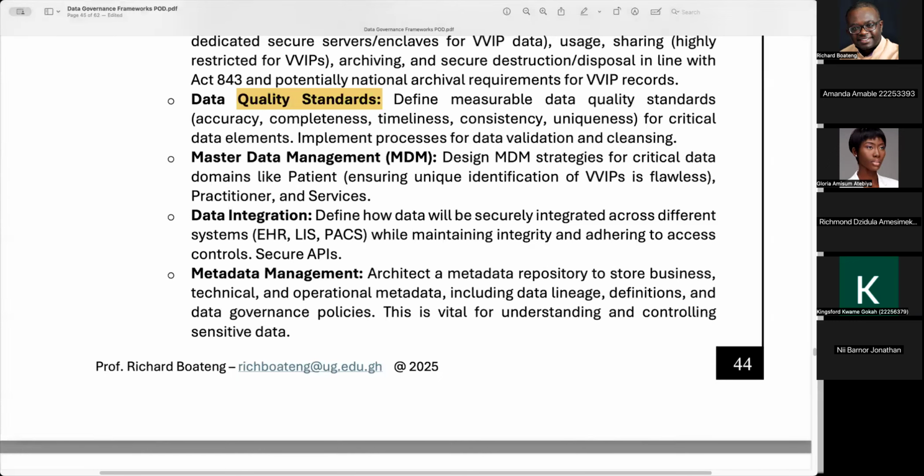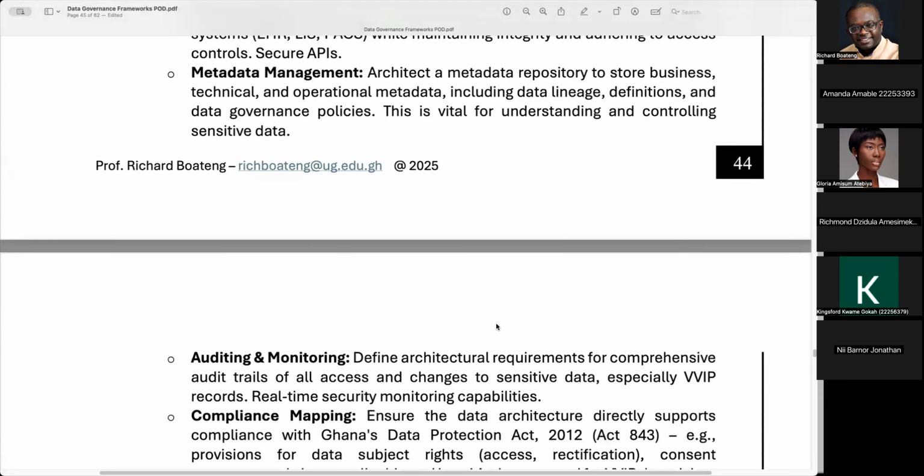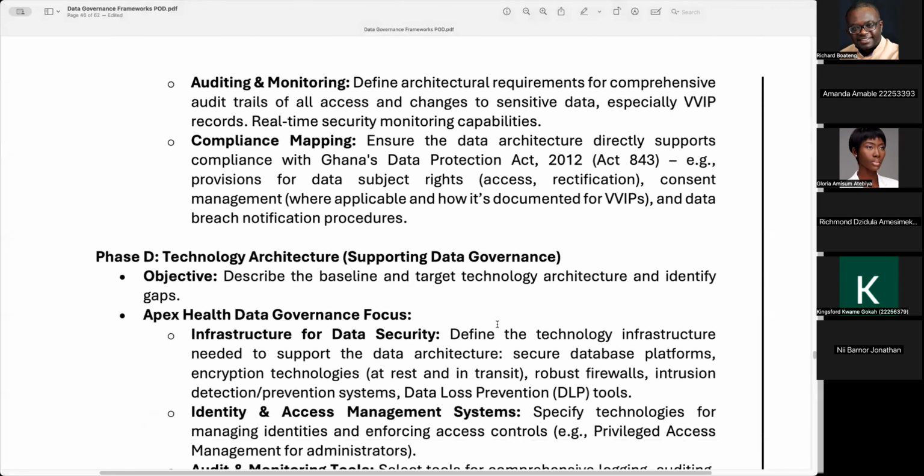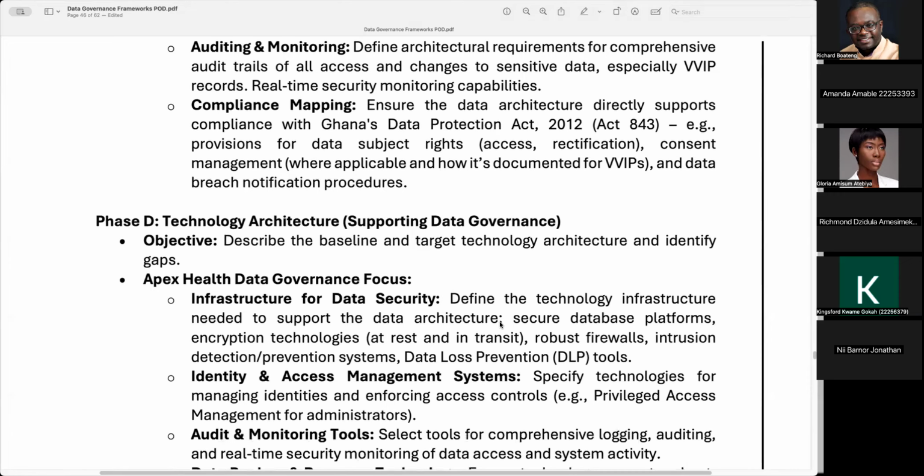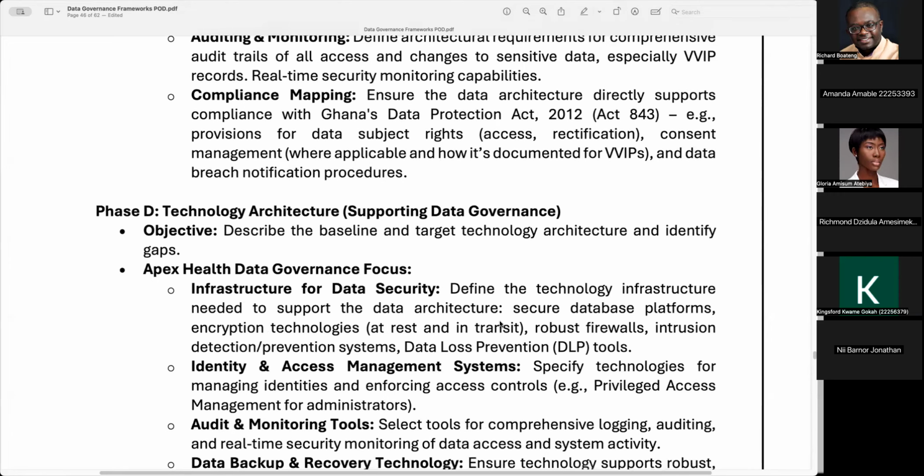Auditing and monitoring requirements are defined architecturally. The systems must be designed to generate comprehensive, immutable audit trails, logging all access, viewing, and modification of sensitive data, especially VVIP data, and support real-time security monitoring and alerting capabilities. Finally, compliance mapping ensures the architecture explicitly supports all relevant requirements of Act 843, such as capabilities for managing data subject rights, access, correction, deletion requests, handling consent, and facilitating timely data breach notifications if necessary.